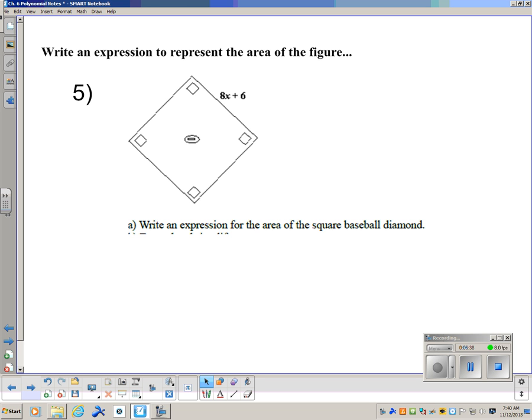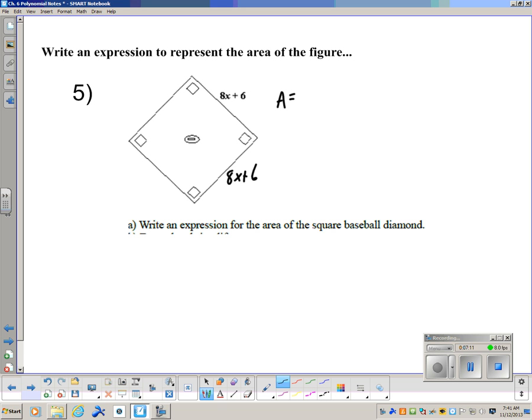It says write an expression to represent the area of this figure here. And this figure here being a square here. So we've got 8x plus 6 there. We've got 8x plus 6 here. So area here is equal to, if you remember how to do that, it's your base times your height there. Square baseball diamond, good.